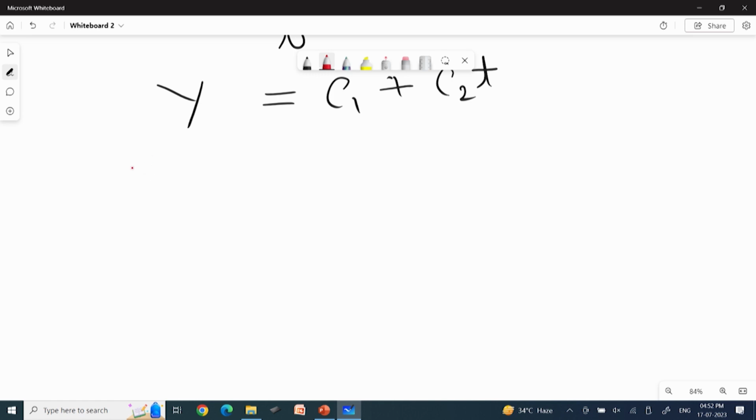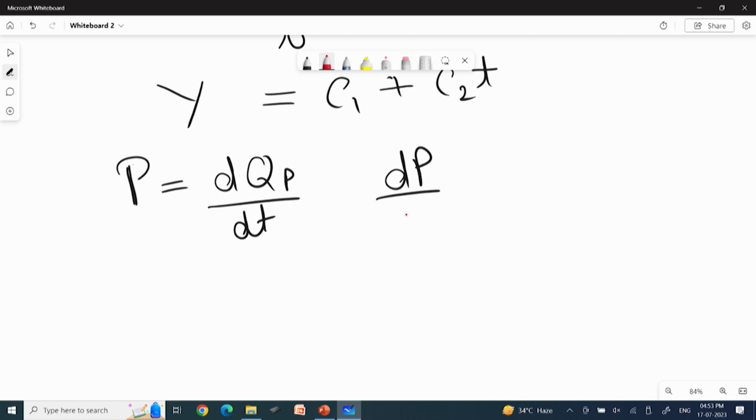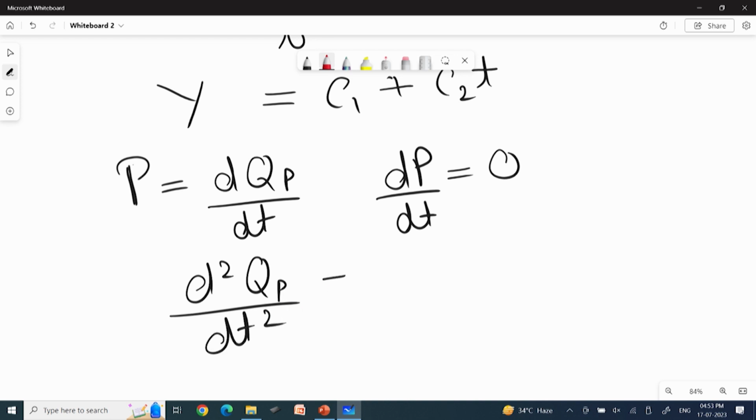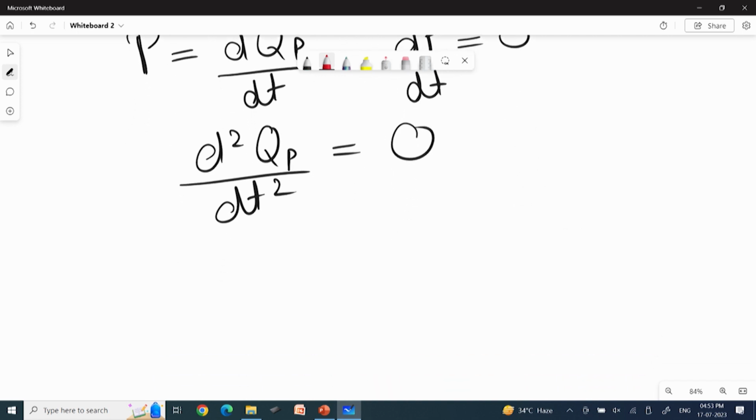So if you remember earlier, the production for a particular year was the differential of QP by dt, and a differential of dP by dt, equating that to 0 would give me the time at which the production is getting to a maxima. Or for short, what I would have to do is a double differential of QP by dt square, and I need to equate that to 0. So I know what QP is.